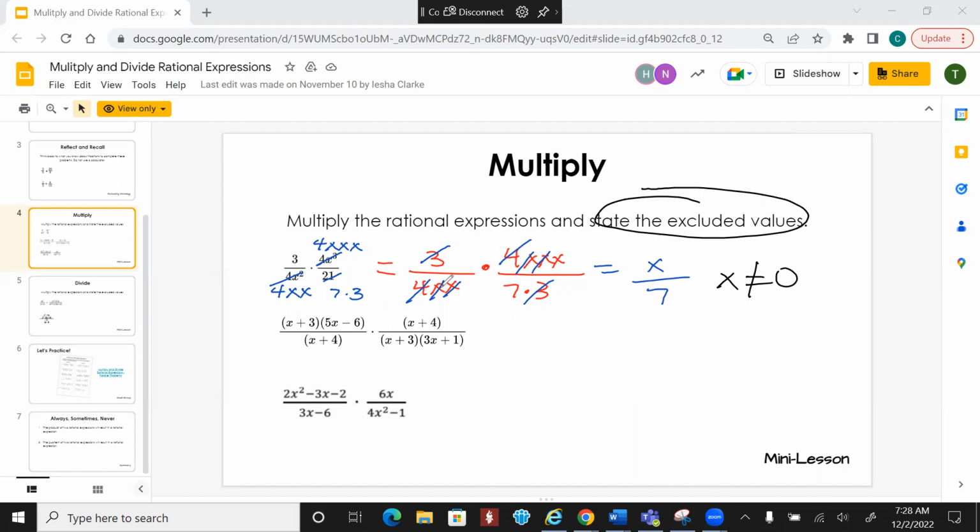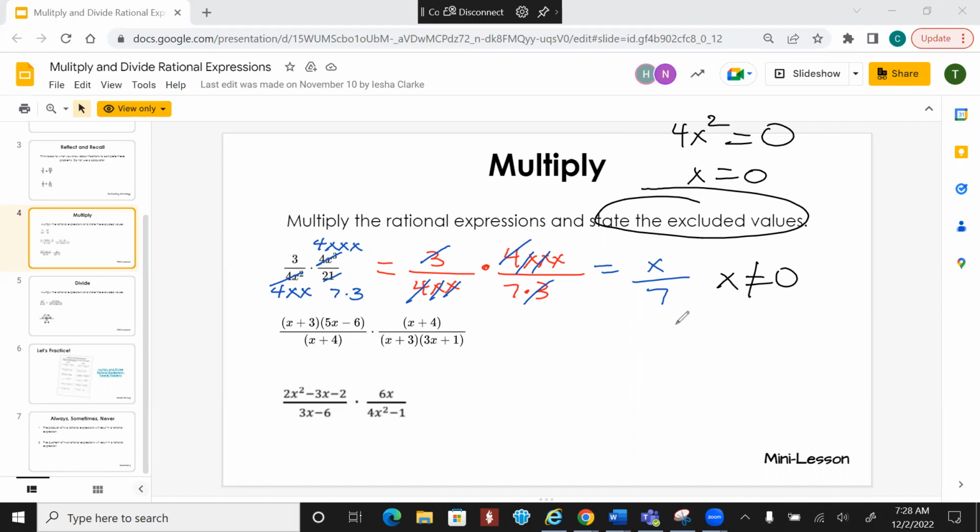Remember, we crossed out this 4x squared. If we set that equal to 0 and solved, that would give us x equals 0. That's why it's an excluded value. Does that make sense? Okay, so here it is again.